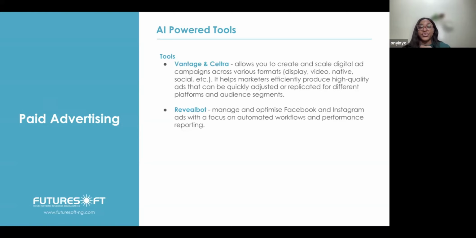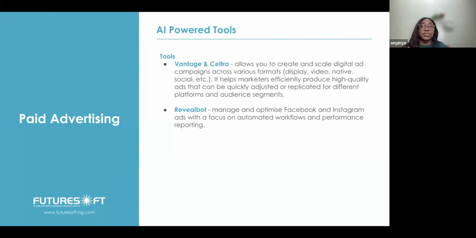So there's Vintage and Celtra. What this tool allows you to do is to scale your digital campaigns across different platforms with different formats. So you can run display, video, and social media ads at the same time, and then just monitor from there.